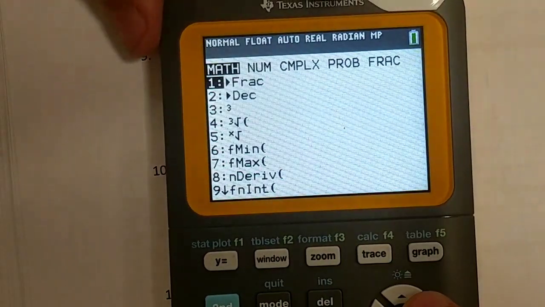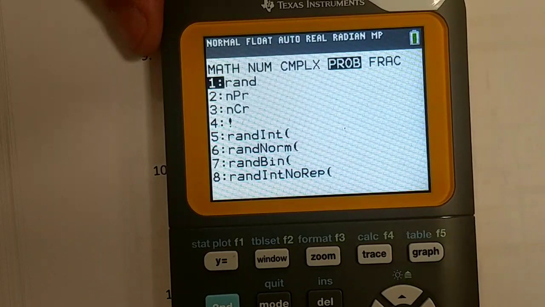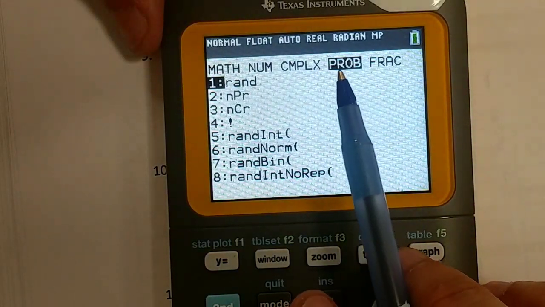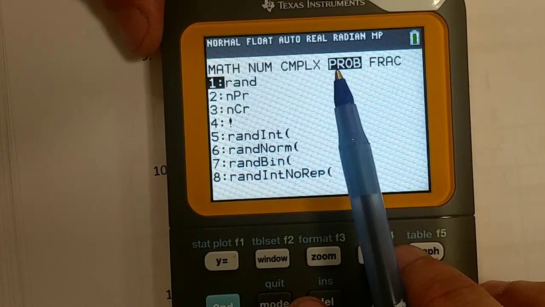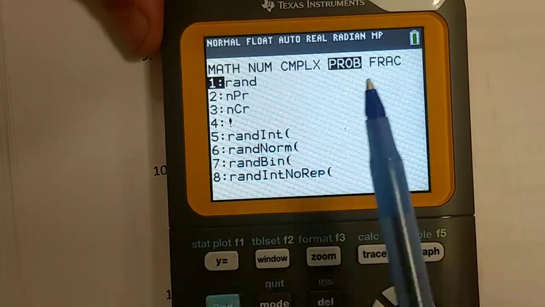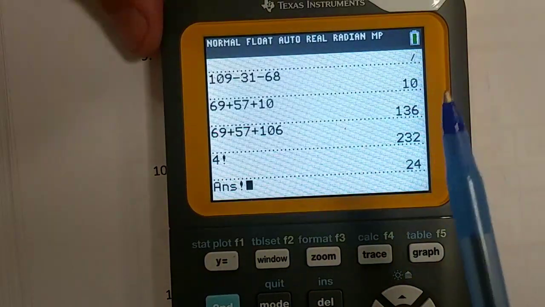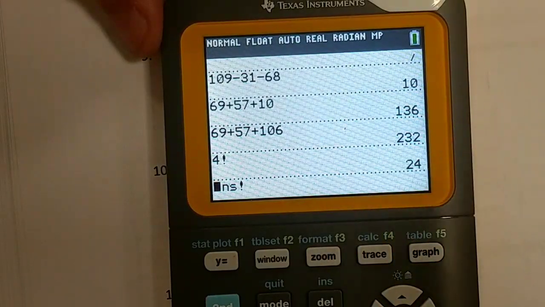Then you go right to PROB. You got to click the right arrow to PROB. What do you think that stands for? You're right, probability. Then you got to go down to 4. Well, trust me, that's not the only thing we could do with that. So that's 720.